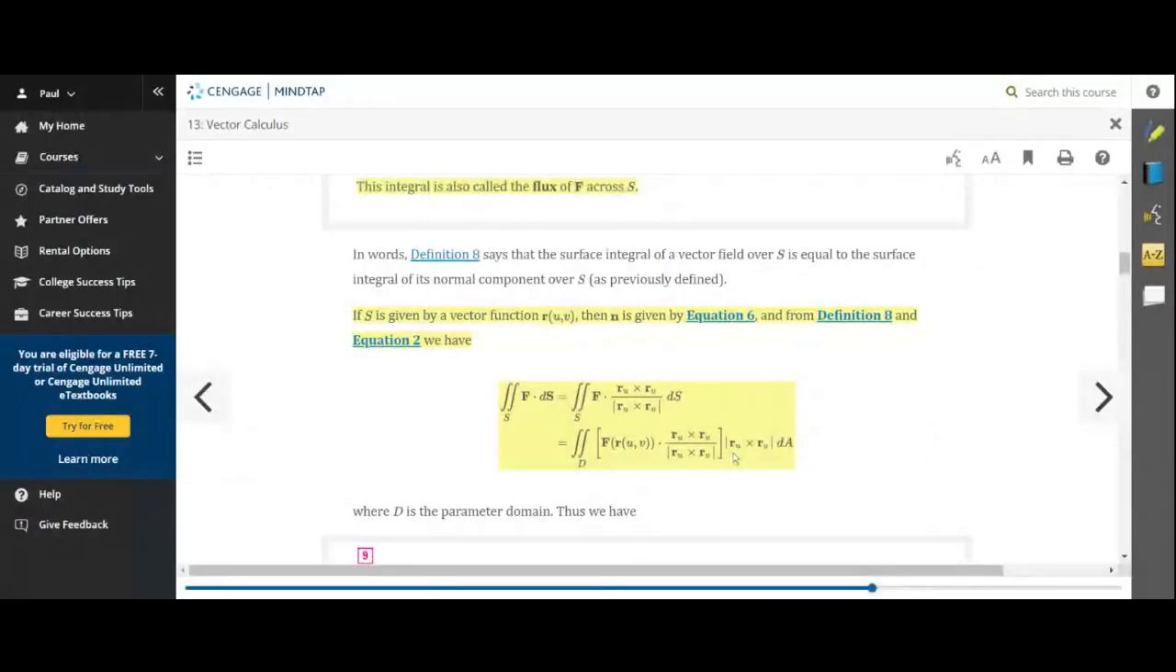All right. Well, then let's go back in here. That's how you can replace, in the definition, the normal vector by that cross product of the tangent vectors divided by the length of that cross product.